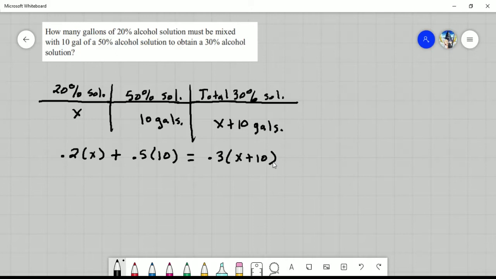Very simple equation for solving for your variable X. And once we solve for that variable X, we will have the answer for how many gallons of the 20% alcohol solution to be mixed with the 50% one, because we labeled our unknown number of gallons for the 20% alcohol solution as X. So again, once you work that out, put your answer in the comments below.